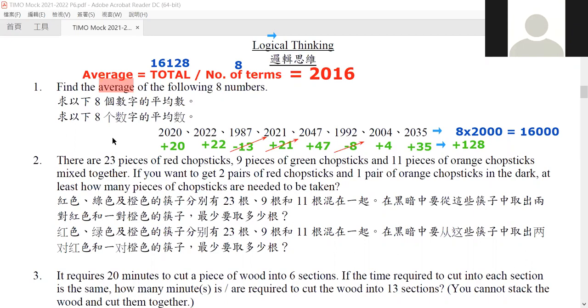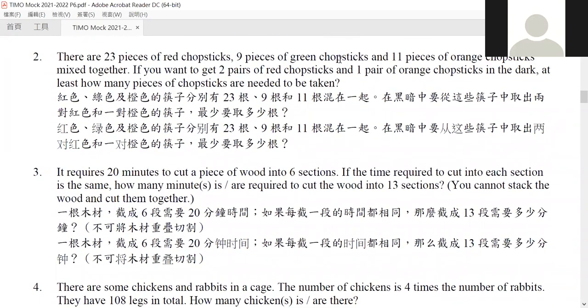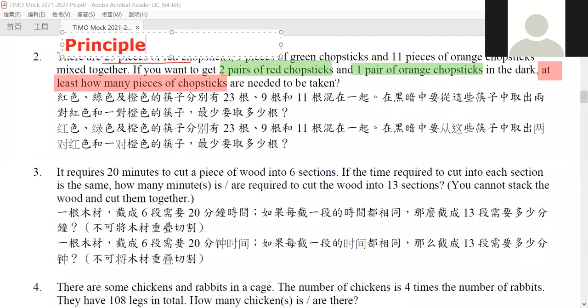Question number 2. There are 23 pieces of red chopstick, 9 pieces of green, and 11 pieces of orange. Mix them together. If you want to get 2 pairs of red chopsticks and 1 pair of orange chopsticks in the dark, at least how many must you take? Now, here are the keywords. Whenever you see a question like this, it gives you a situation and asks how many things you need to take at least. This is always asking you to use the principle of least favorable.